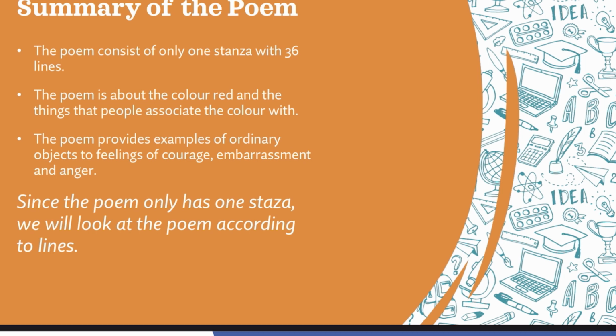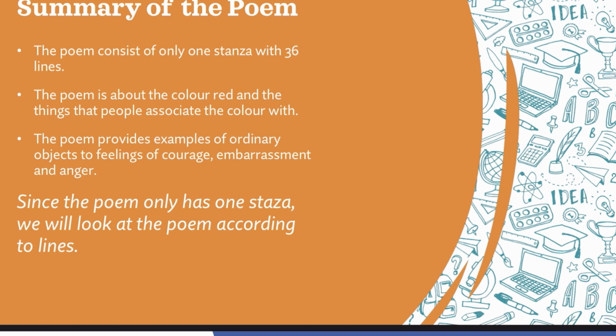Okay, what's the poem all about? It's about the color red and things that people associate the color with. Okay, dia mainly poem ni, sajak ni berkenaan warna merah dan benda-benda yang berkaitan dengan warna tersebut. Associate, berkaitan. Okay, so apa-apa yang berkaitan dengan warna merah, nanti kita akan tengok contoh dekat bawah. Okay, this poem also provides examples of ordinary objects to feeling of courage, embarrassment and anger.